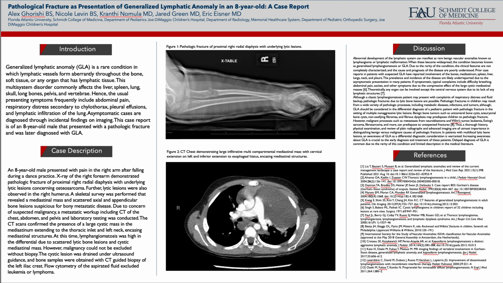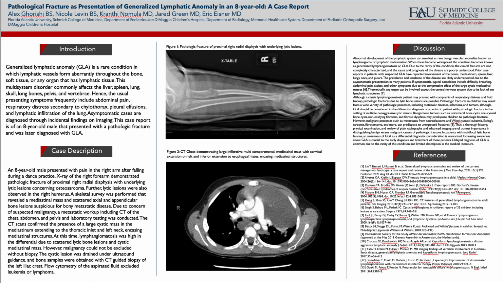Although a classic lymphangiomatosis patient may present with complaints of respiratory distress and fluid backup, pathologic fractures due to lytic bone lesions are possible. Pathologic fractures in children may result from a wide variety of pathologic processes, including metabolic disease, infections, and tumors, although GLA should be considered in the differential diagnosis of a pediatric patient with pathologic fracture in the setting of multiple non-aggressive lytic lesions. Benign bone tumors such as unicameral bone cysts, aneurysmal bone cysts, non-ossifying fibromas, and fibrous dysplasia may predispose children to pathologic fracture.